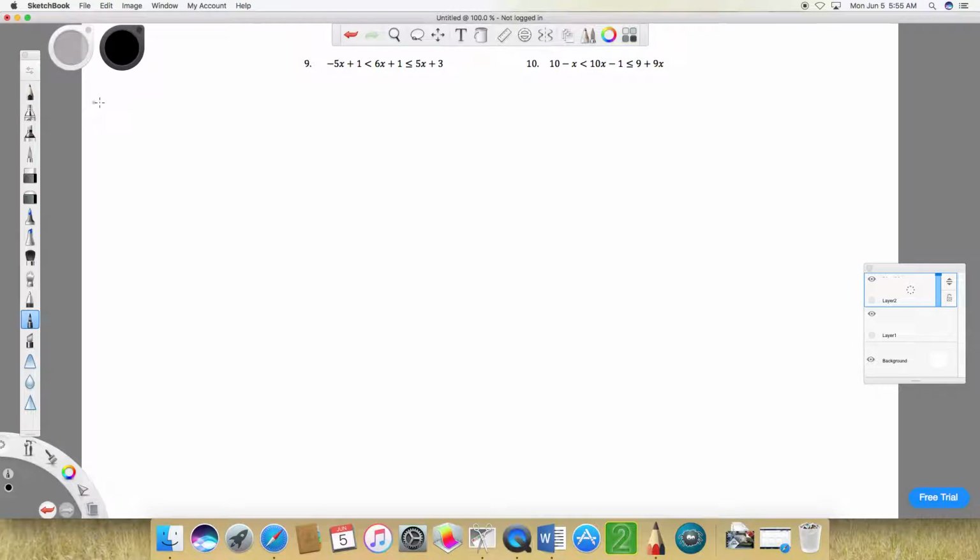So I'm going to write it as negative 5x plus 1 is less than 6x plus 1, and it's important to have that "and" in there. Other times with compound inequalities, you may have an "or," and they have a different meaning mathematically. And 6x plus 1 is less than or equal to 5x plus 3.